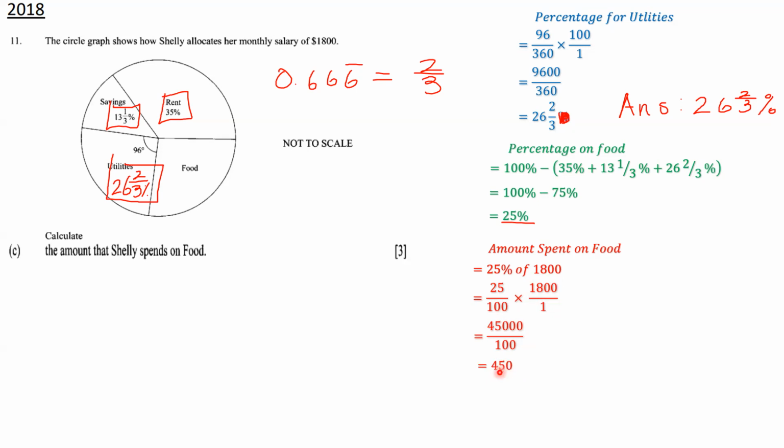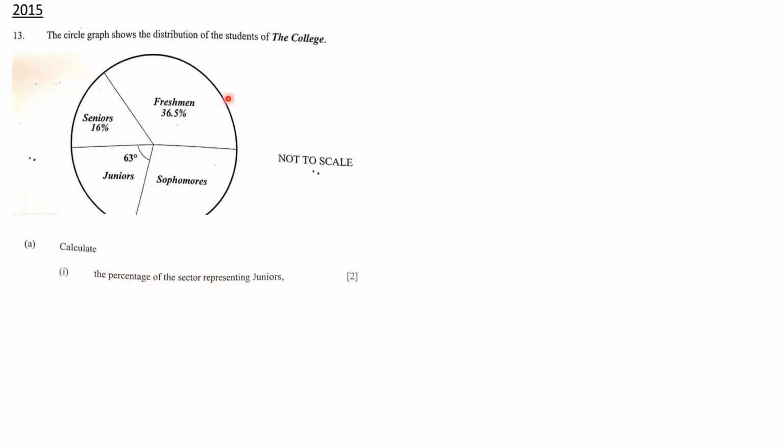Okay, let's move on to the next question. It says the circle graph shows the distribution of students on the college. All right. We have 16% for seniors, 36.5% for freshmen, 63 degrees for juniors, and sophomore, we have no information. It says calculate the percentage of the sector representing juniors. So juniors is 63 degrees, and that's going to be 63 degrees out of 360 because the angles inside of the circle add up to 360 degrees. And so we have 63 over 360, that's the fraction representing juniors.